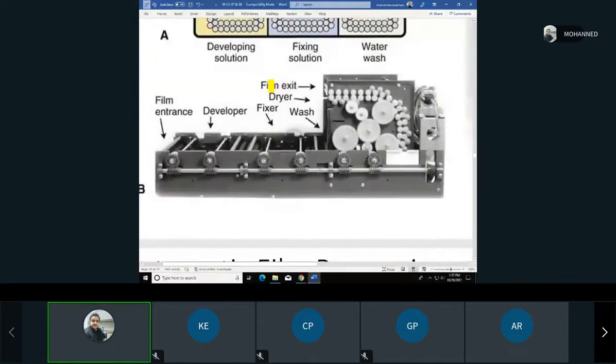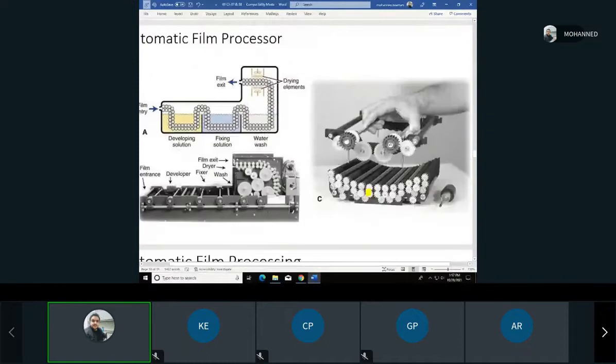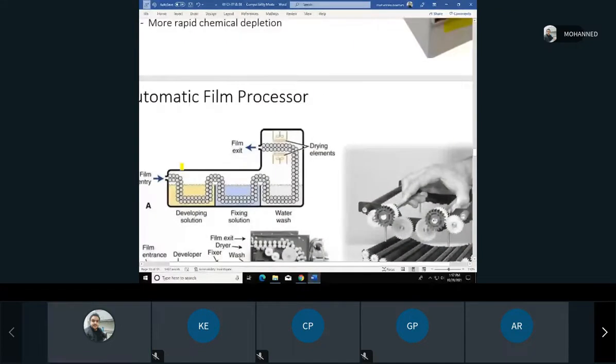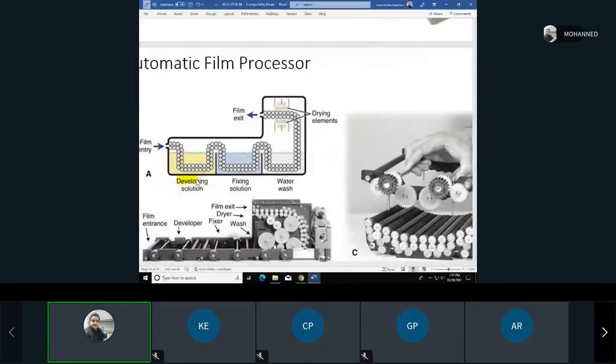So, these are the rollers again. It's just a lot of interlinked rollers that will move these through and get them through. This was the automatic processor. So I want you guys to know what tanks we have in here for the automatic processor.